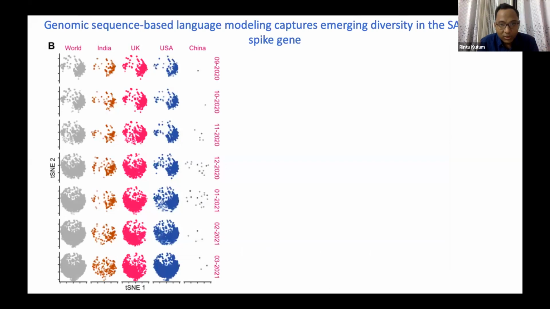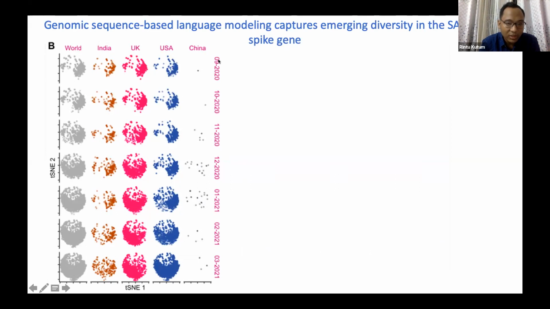So coming to this briefly, what we actually show here are the unsupervised latent dimensions that we have learned, in a 2D visualization. In this first panel, the world representation, we can see a clear pattern at the genomic sequence level. In fact, the spike gene diversity has been shown across time.